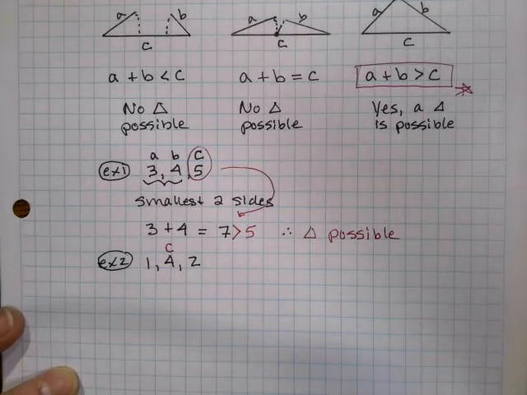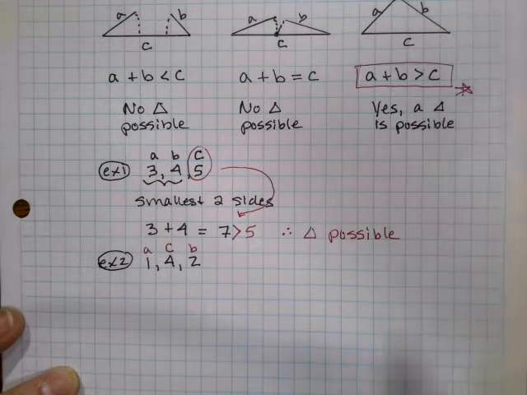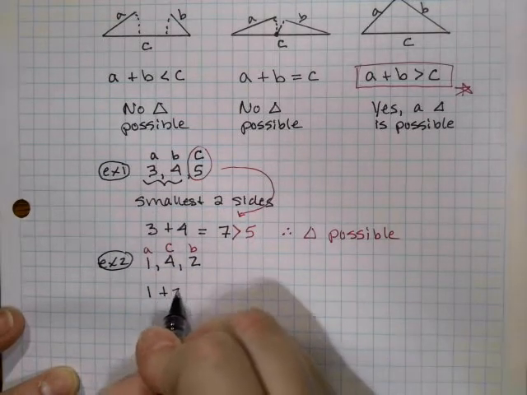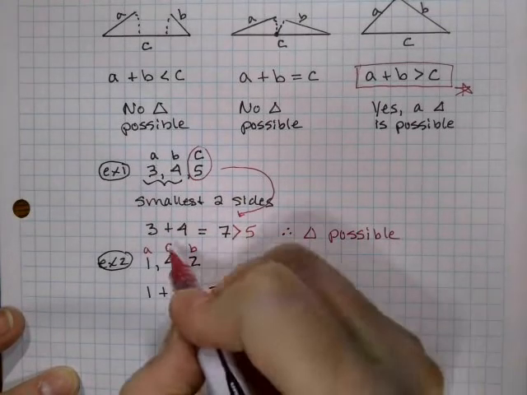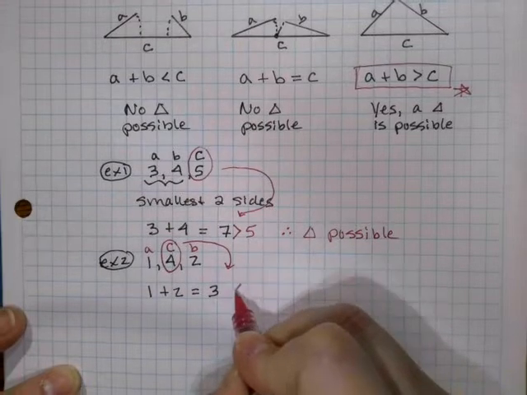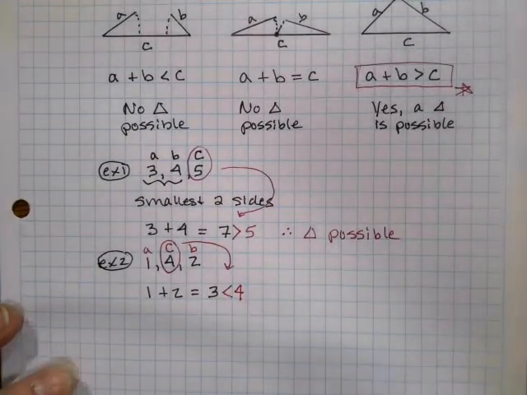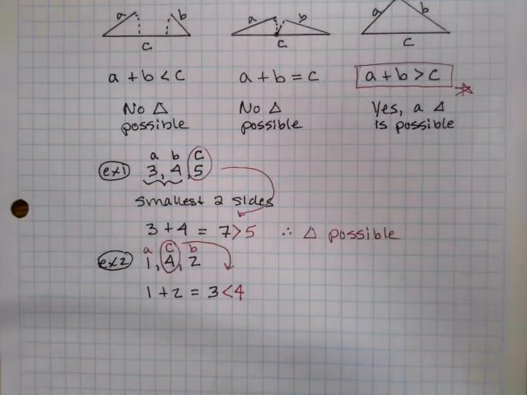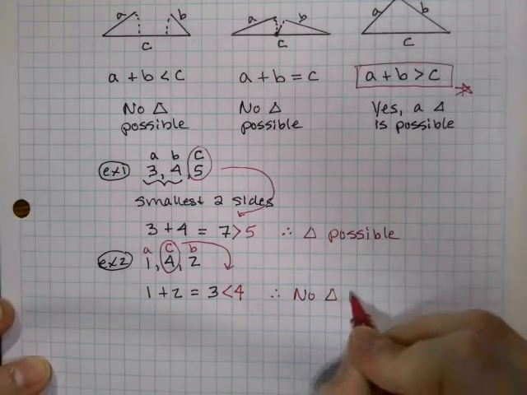So we're going to take the other two sides, A and B, and add them up. So 1 plus 2 equals 3. Now that number we're going to compare to the longest side, which is C. And between 3 and 4, 3 is definitely less than 4. Because the sum of A and B is less than the longest side C, that means no triangle is possible.